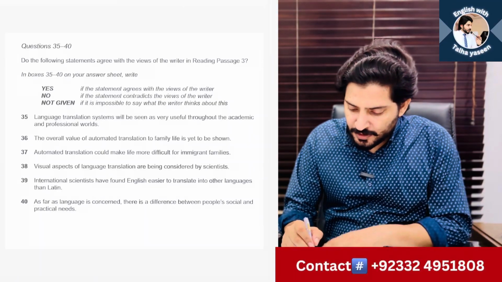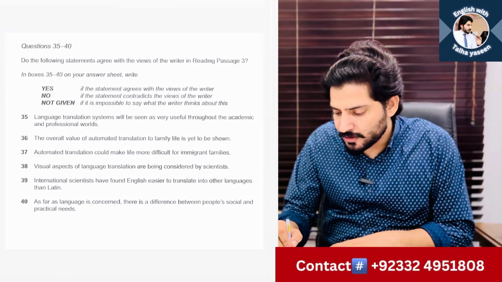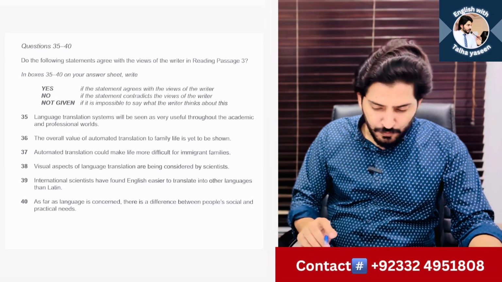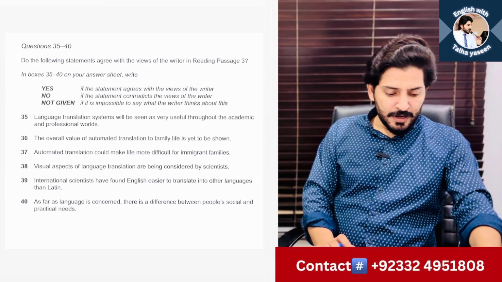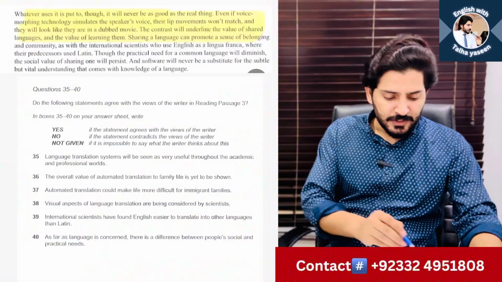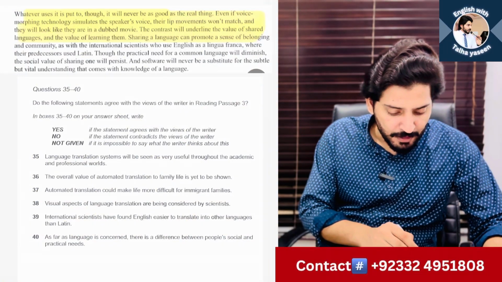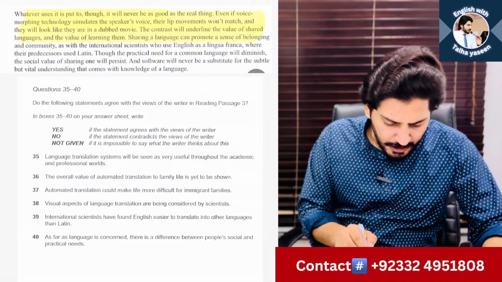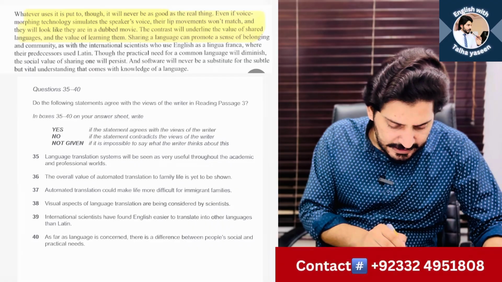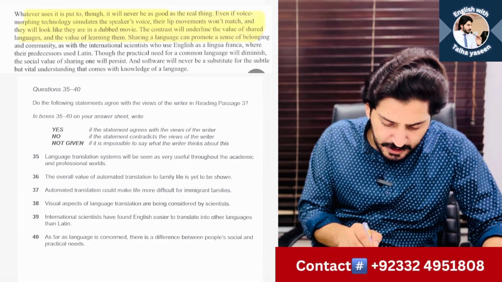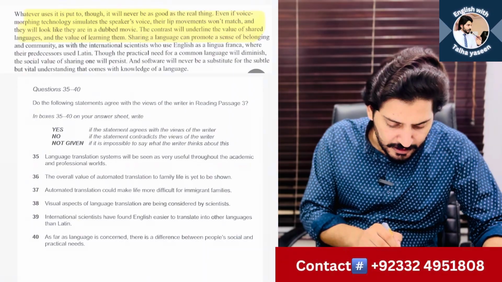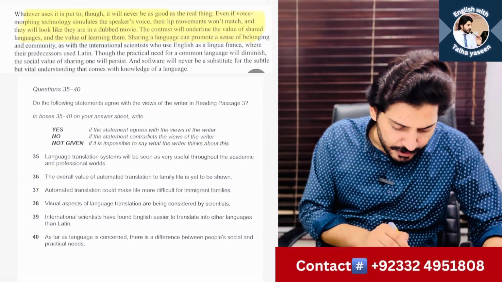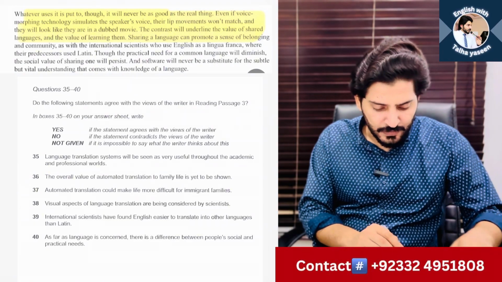Question number 38. Visual aspects of language translation are being considered by scientists. Visual aspects of language, where is it given? In the last passage, the very first line: whatever uses it is put to, it will never be as good as the real thing. Even if voice morphing technology simulates the speaker's voice, their lip movements won't match and they will look like they are in a dubbed movie. The contrast will underline the value of shared language and the value of learning them.